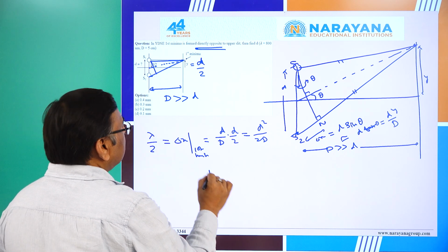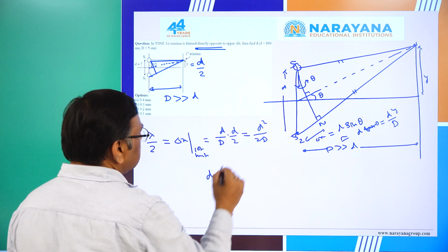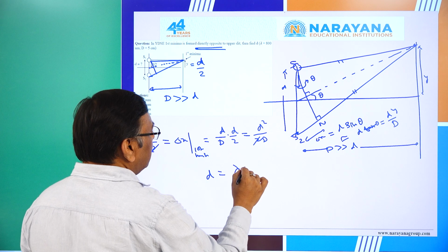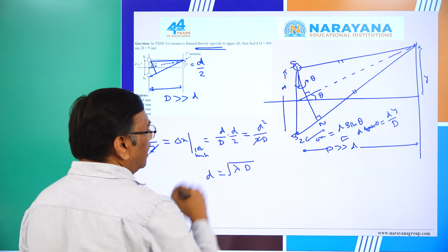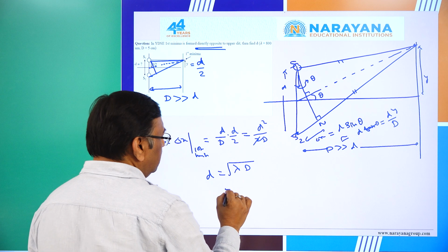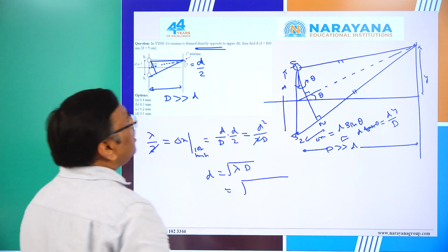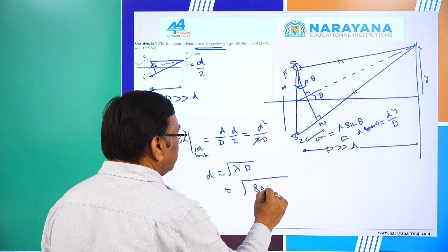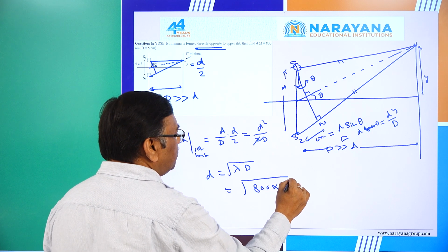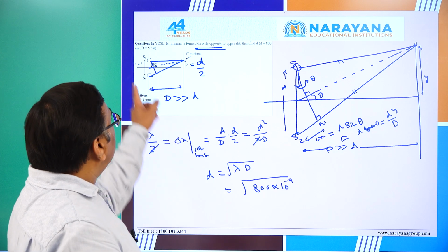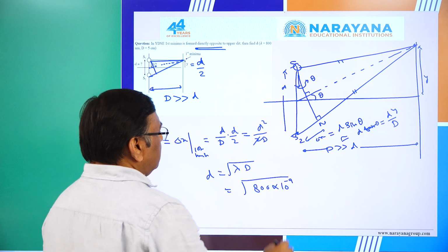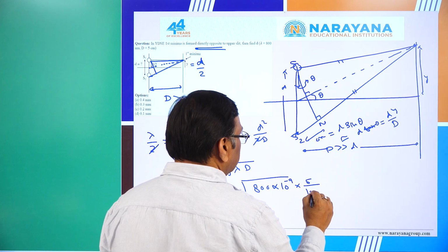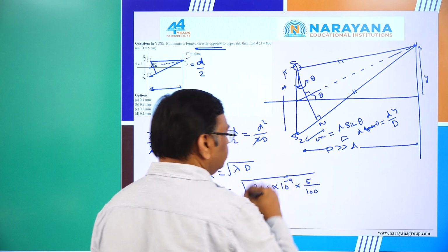If it is lambda by 2, what can we write? He is asking you to find the value of small d. So small d can be written as how much? This 2 cancels out. We can write it as root of lambda into capital D. Substitute the values now, and we'll give you the option. What is my lambda? 800 nanometer, so we can write 800 into 10 raised to the power minus 9. D is given to be 5 centimeter, so we can write into 5 divided by 100 like this.